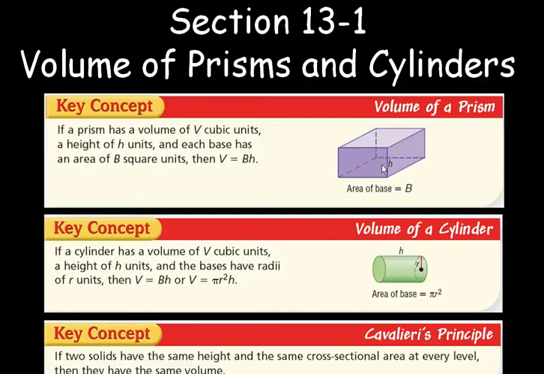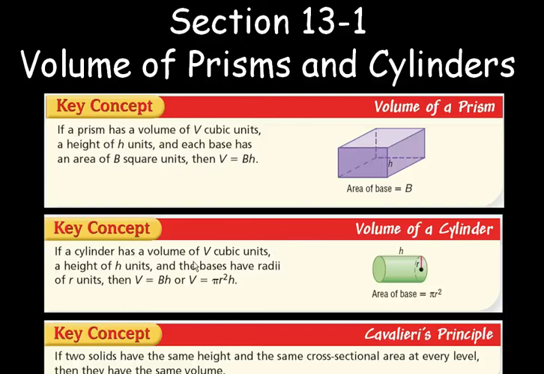So here we have a rectangular prism. It's called the area of the base b, and that can be found by computing length times width of whatever the rectangle is, and that is just multiplied by the height, and that is how you get the volume of a prism.